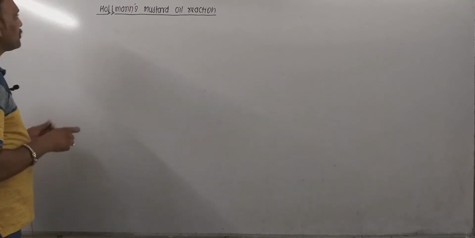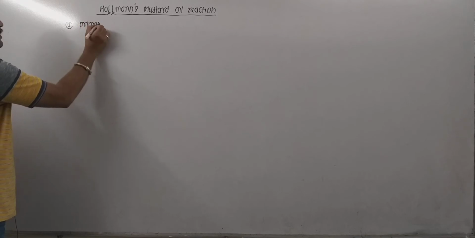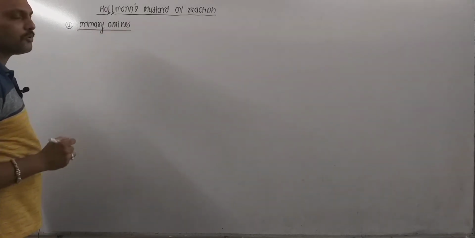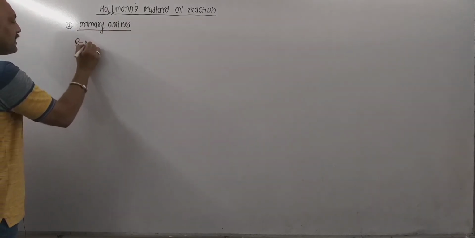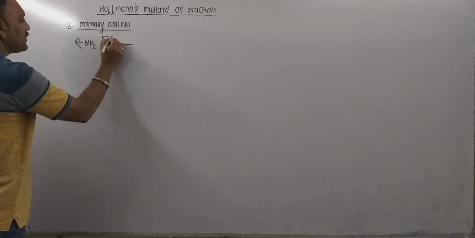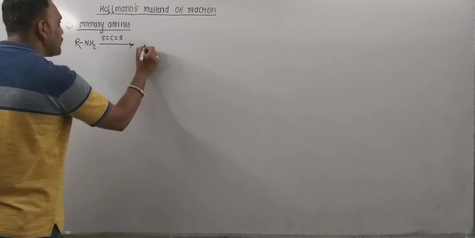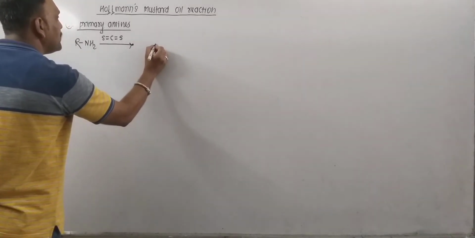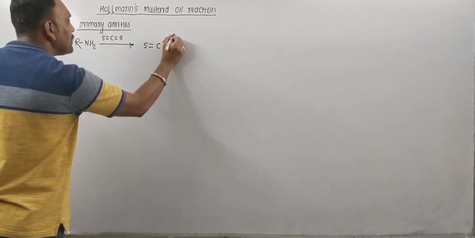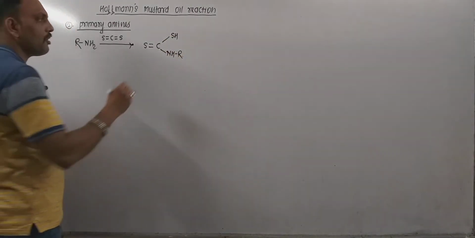Now let's see the response. So first of all, we can discuss the response of primary amines. So when primary amines are subjected to this reaction, remember primary amines are represented as RNH2. So when primary amine is treated with carbon disulfide, first of all, simple addition takes place, and simple addition leads to the formation of an addition product. So this is the addition product to be obtained.